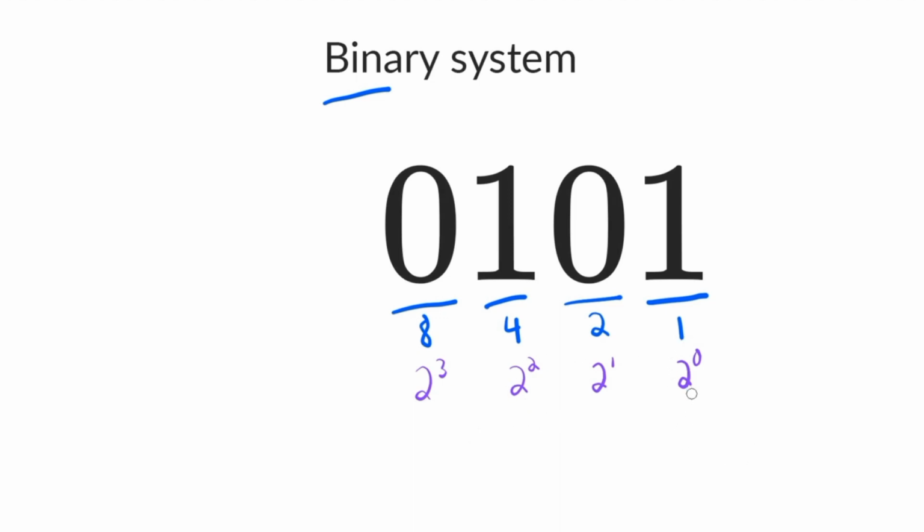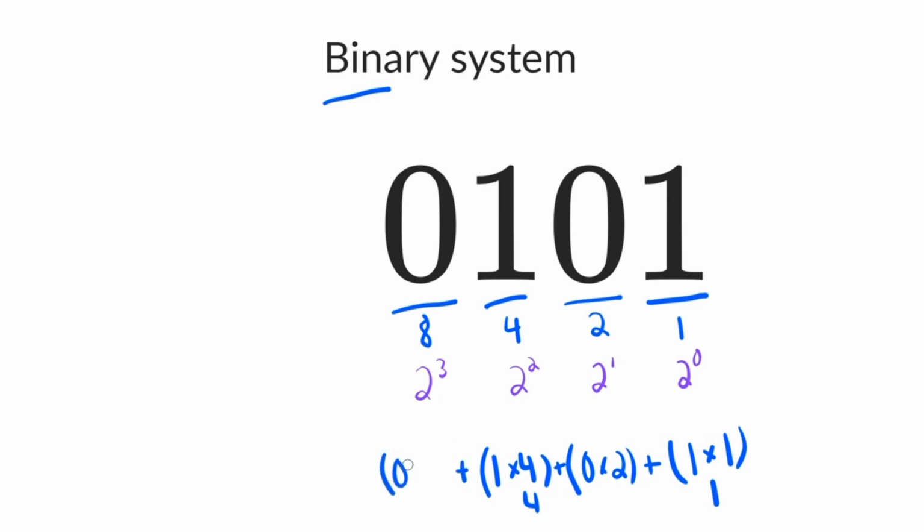There's a 1 in the ones place. So this so far equals 1 times 1. That's 1. There's a 0 in the 2's place. So we add 0 times 2. That's 0. There's a 1 in the 4's place. So we add 1 times 4. That's 4. So far we've got 4 plus 1. And then there's a 0 in the final place, the 8's place. So that's 0 times 8 or 0. So we've got 0 plus 4 plus 0 plus 1, which equals 5 in decimal.